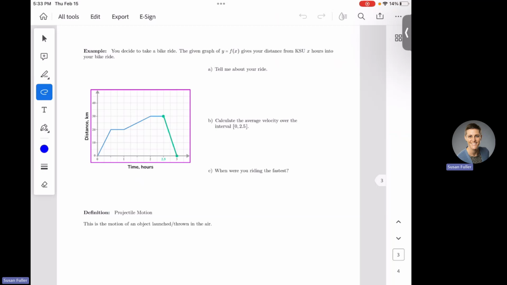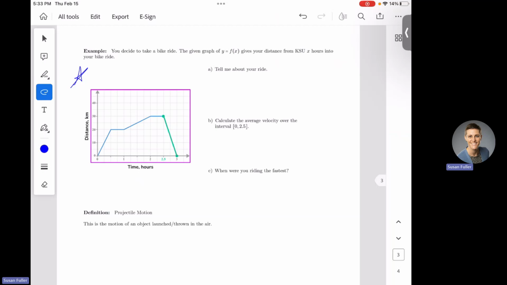So you decide to take a bike ride. This graph right here gives your distance from KSU x hours into your bike ride. So you are riding for 3 hours. It's a great bike ride. And part A is tell me about your ride.